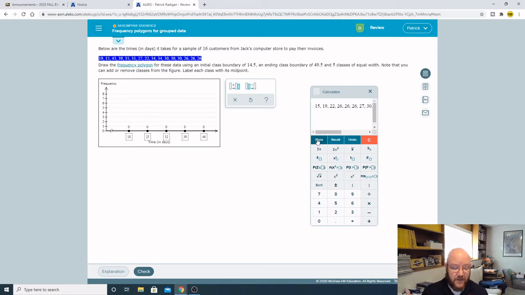All right, so my first one, 14.5 to 21.5 is 1, 2. So 15 and 19 fall between that. So bam, bam, 1, 2. Okay. My next one is 21.5 to 28.5. 1, 2, 3, 4, 5. So those guys right there. My next class boundary is 28.5 to 35.5. So it's going to be 1, 2, 3, 4, 5, 6, 7. 7. Okay. My next class boundary is 35.5 to 42.5.